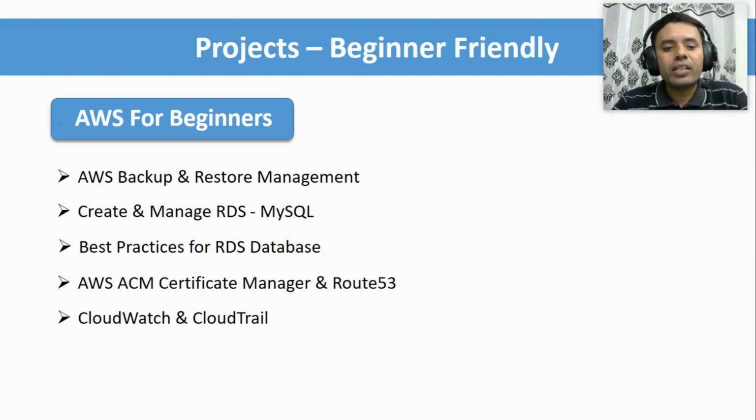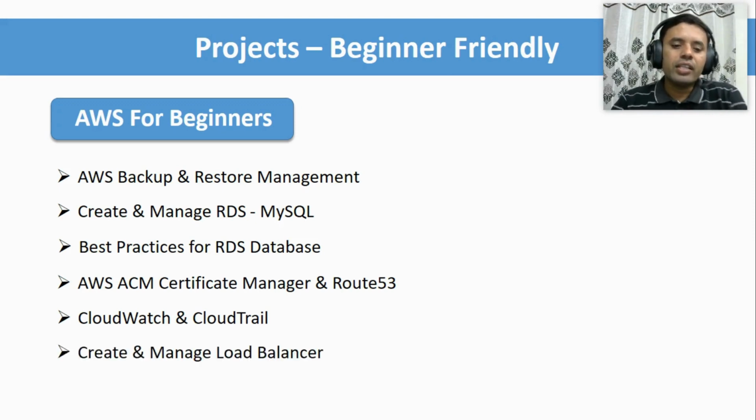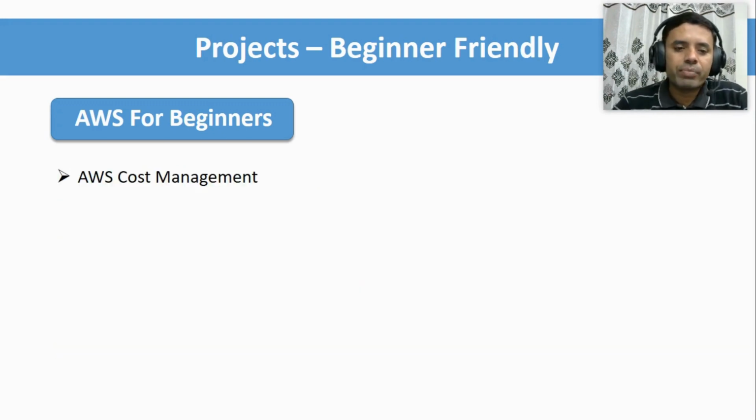Then we will see other important topics, CloudWatch and CloudTrail, to monitor AWS resource utilization and API activities. Then another important topic, load balancers: how to create them, which load balancer will help for real-time projects, and how to manage it. Then one of the most important topics, cost management. Obviously every organization considers cost factors, so we will see how to control and optimize the cost.